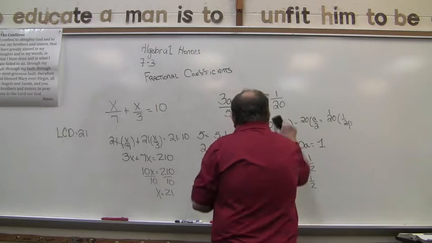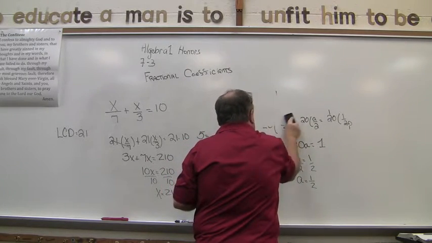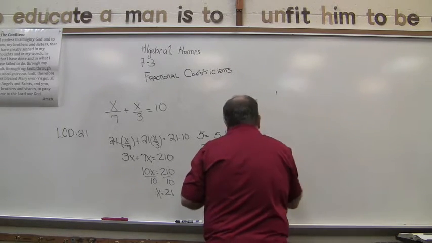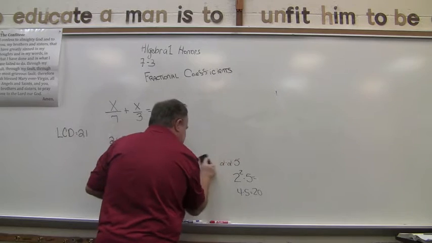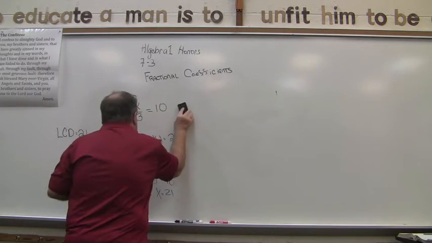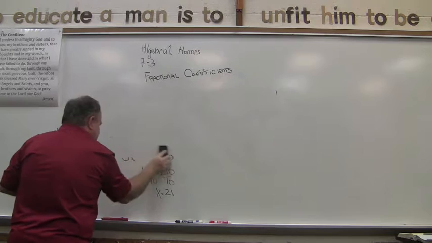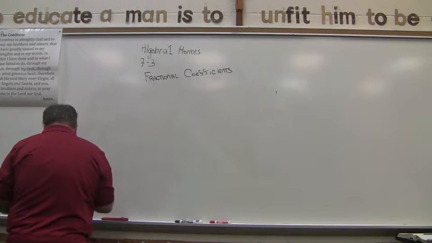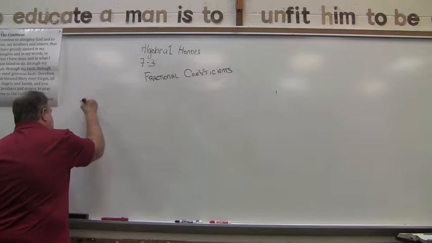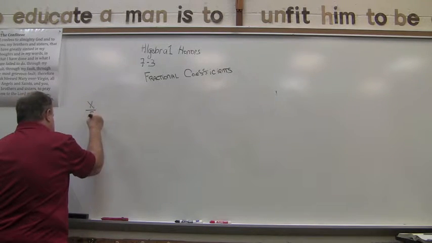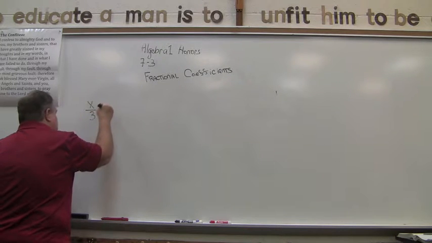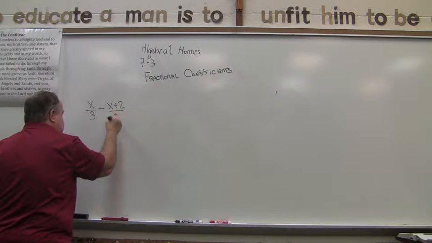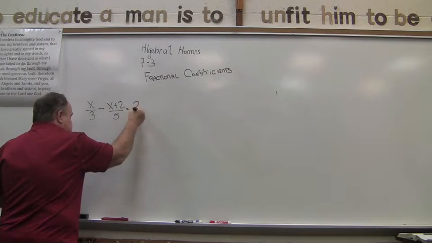All right, let's look at another one. We're going to do the same exact thing and use our least common denominator. Okay, this is working great. The next one says x over 3 minus x plus 2 over 5 equals 2. That's one.